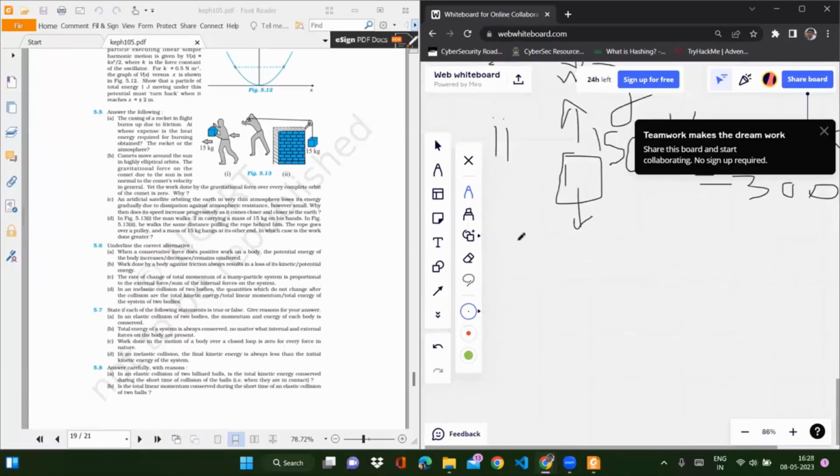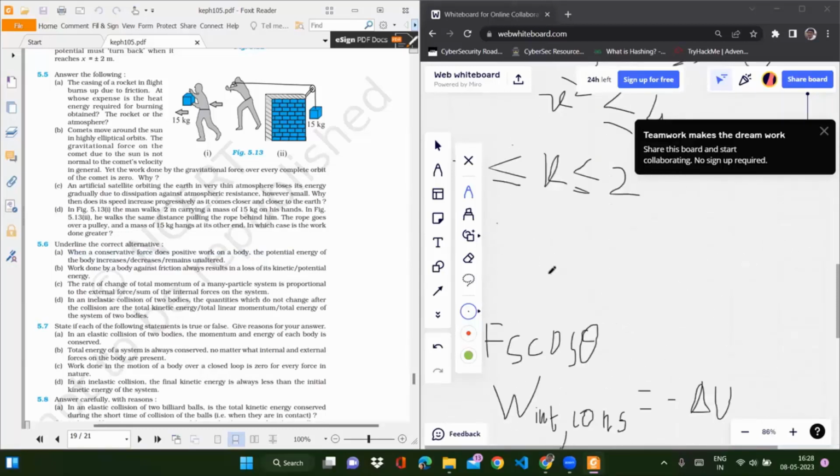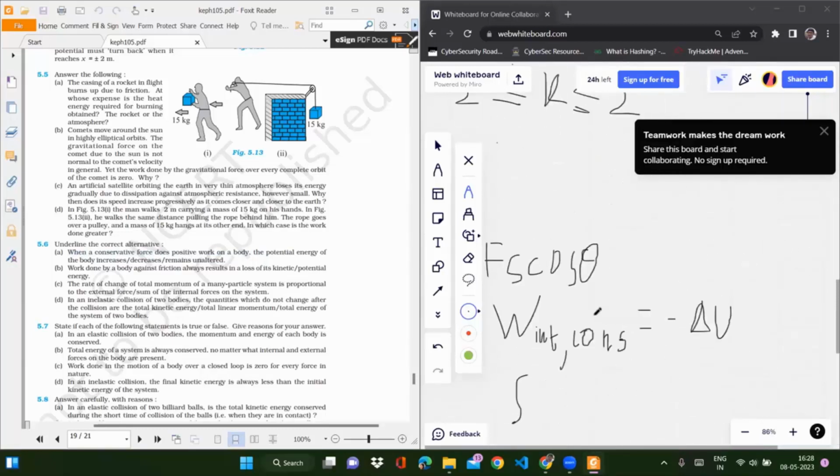Now we move on to the next question, which is 5.6. In this question, it is asked to underline the correct alternative. The first question says, when a conservative force does positive work on a body, the potential energy of the body increases, decreases, or remains unaltered. This is what I told in the previous question, that the work done by the conservative forces is the negative of the change in the potential energy. So this concept is used in this question.